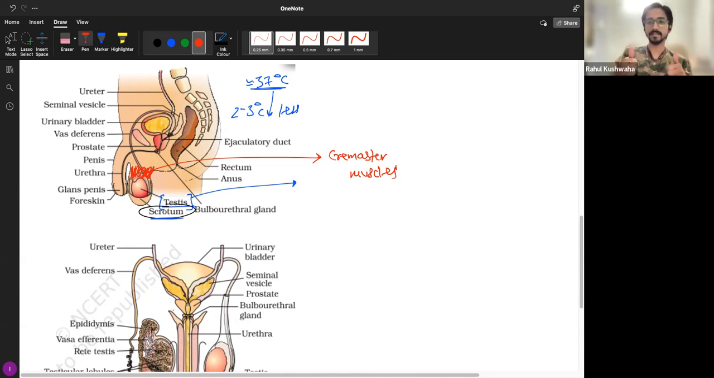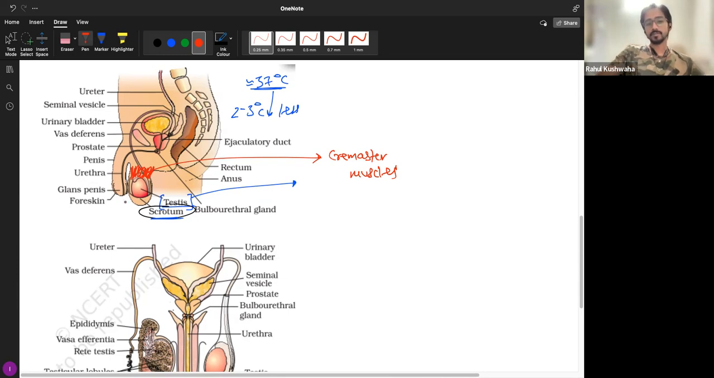Is it clear? Is it making sense, this mechanism? And in summers, where there is already a lot of heat in the body and we are feeling hot already, these muscles loosen up a bit and the testes move a little away from the body cavity so that it can again maintain the temperature which is required for spermatogenesis. This part clear?